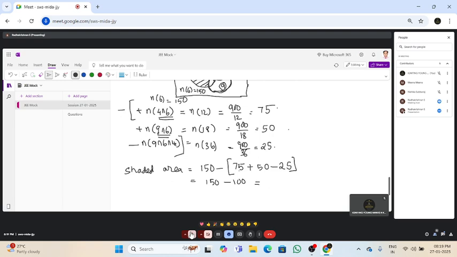75 plus 50, 125 minus 25. So shaded area is got 50 numbers.